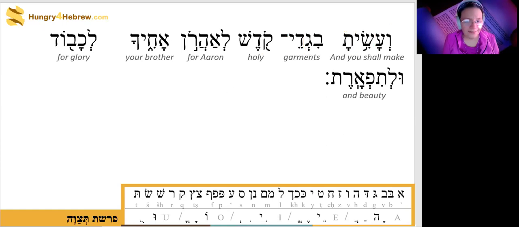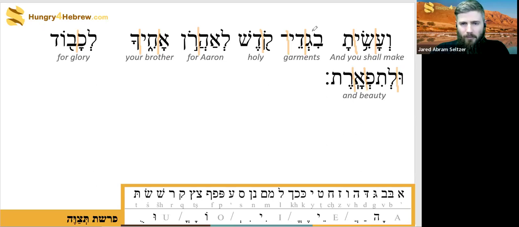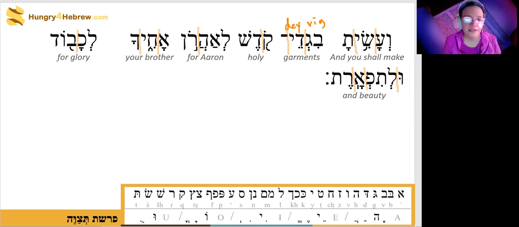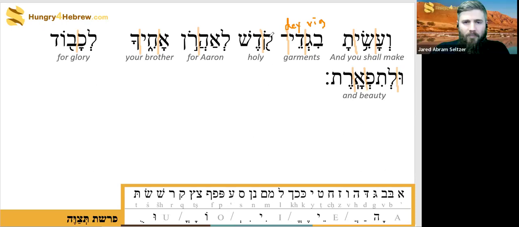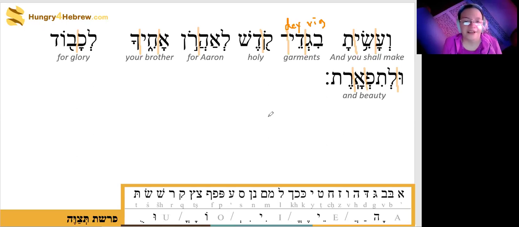Vaga. Okay, we got da ya, vigde. Did you say de vigde? Yeah, this is vig and this is de. Vigde. Kodesh. There's an O vowel up on top here, so it's kodesh.